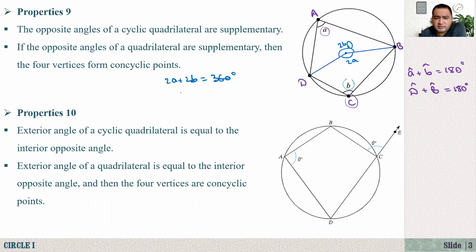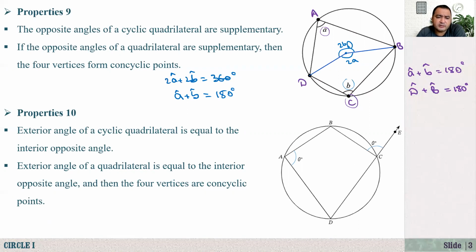If you divide both sides by 2, we get the sum of these two angles. So A plus B is equal to 180 degrees. Now we can use this as a rule. If you're given any cyclic quadrilateral, the sum of its opposite angles form supplementary angles. And using this property, we can get property 10.